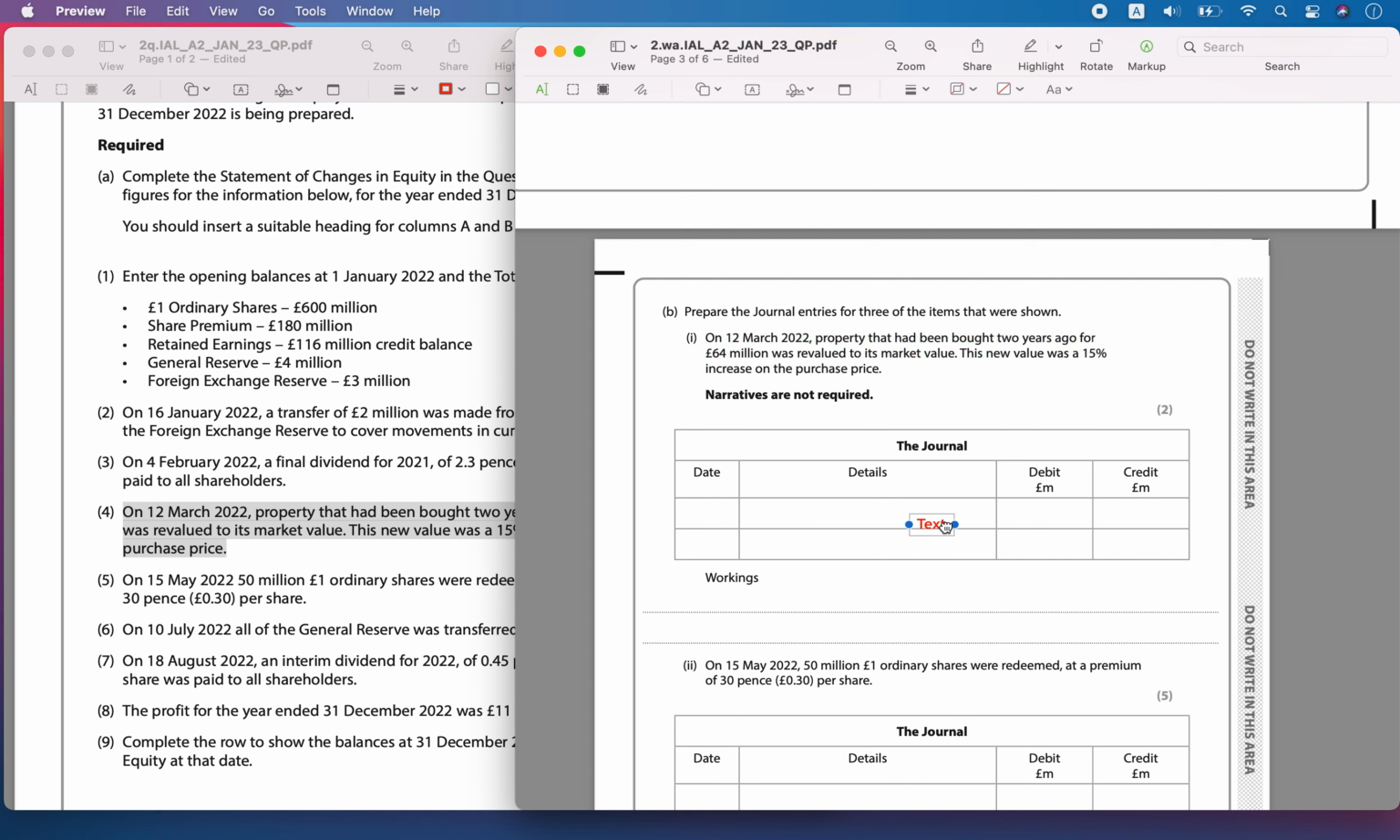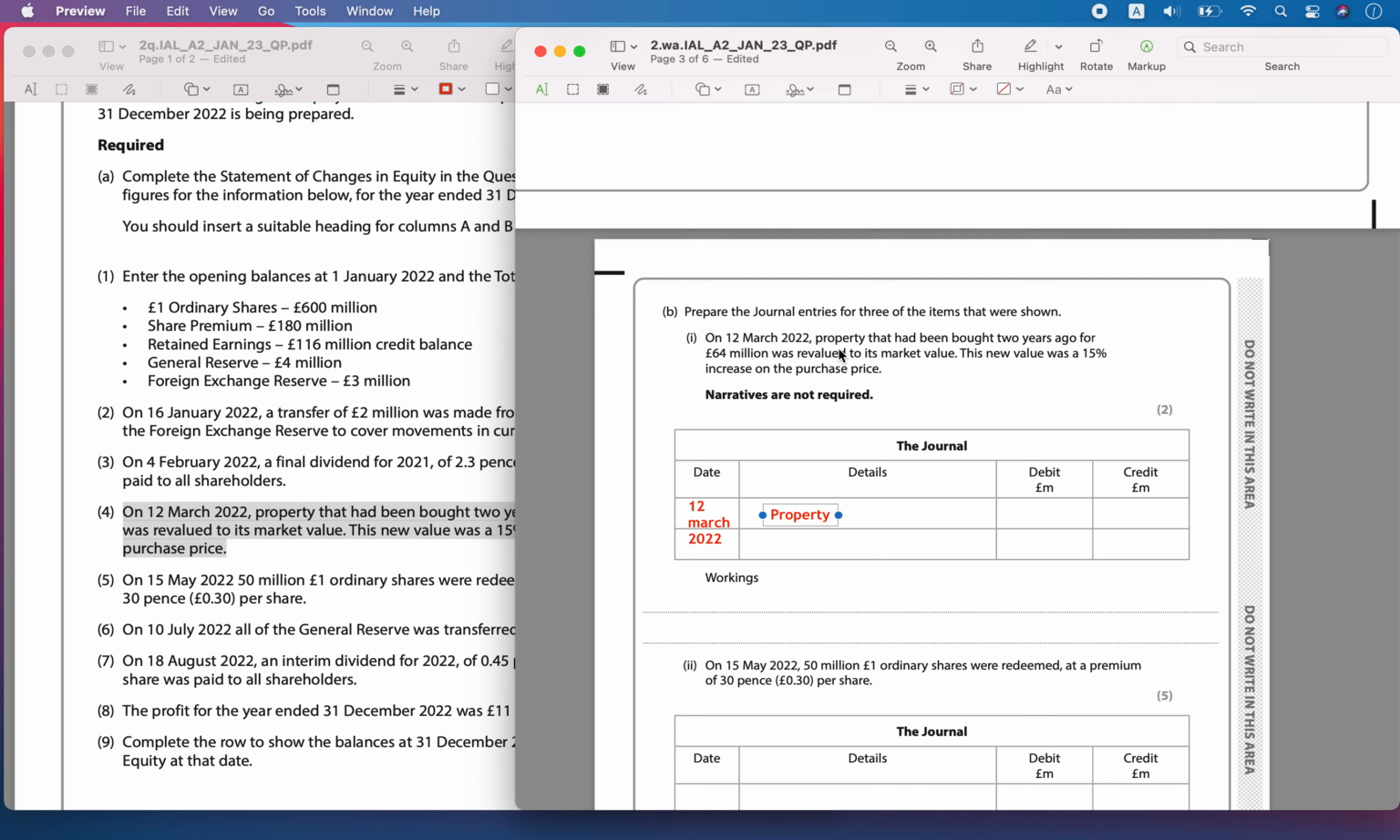Okay, so it will be on 12th March, here in the date you will write 12th March 2022. Okay, 12th March 2022. So your property, so it is happening between two accounts.